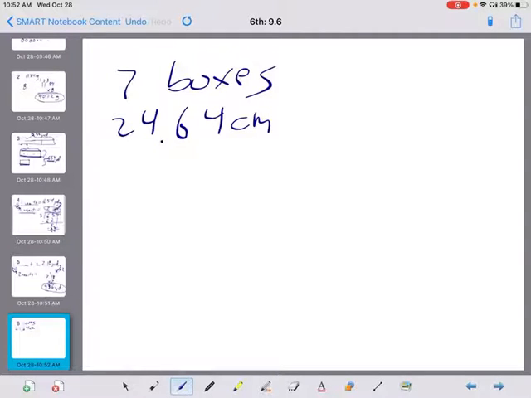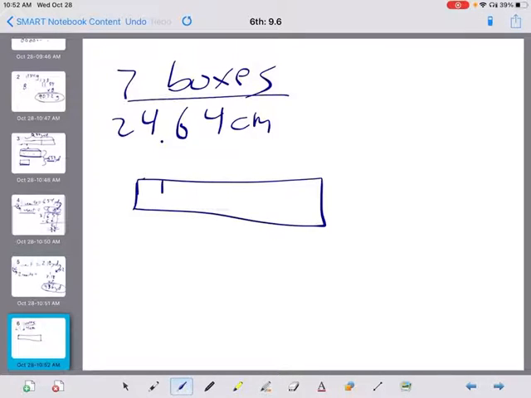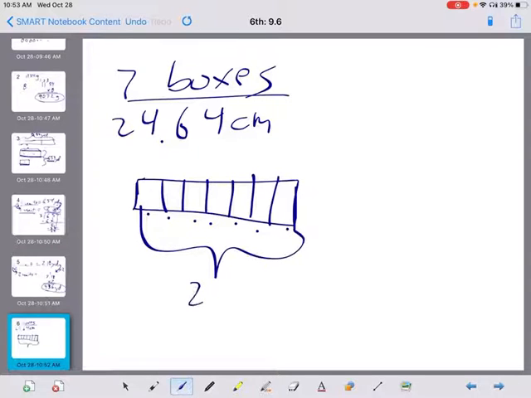So we're going to start off using bar models to figure this out again. So we've got 7 boxes. 1, 2, 3, 4, 5, 6. All right, so that makes 7, and that means I have to erase this extra section. I could have left it before, but that would have been a really big number otherwise. So I've got 7 boxes is 24 and 64 hundredths centimeters. So there's 7 of them there.